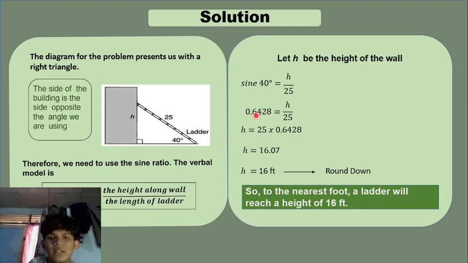Sine 40 degrees is equal to 0.6428, which is equal to height over 25. We cross multiply this equation, so we get A is equal to 16.07, or A is equal to 16 feet. So to the nearest foot, the ladder will reach a height of 16 feet.